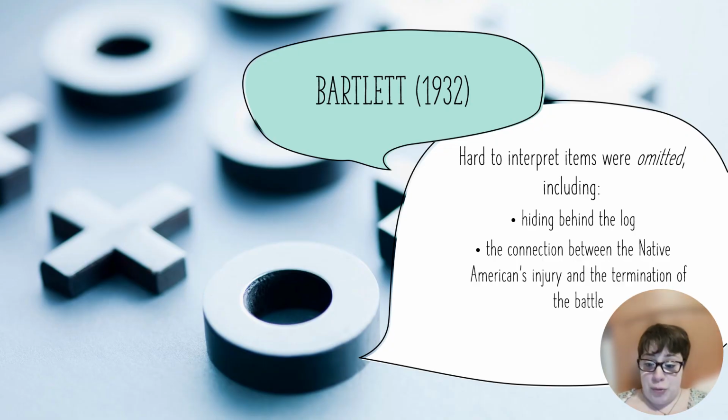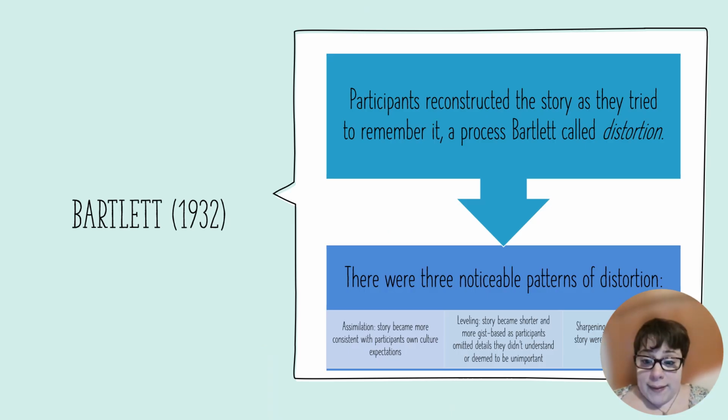And Bartlett also noticed that hard to interpret or difficult to understand items were completely omitted from the story, such as hiding behind the log or the connection between the injury and the termination of the battle. So Bartlett noticed that the participants reconstructed the story as they tried to remember it, which was a process that Bartlett identified as distortion. And there were three noticeable patterns of distortion.